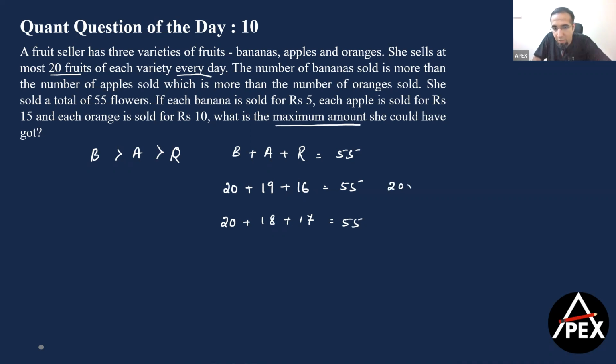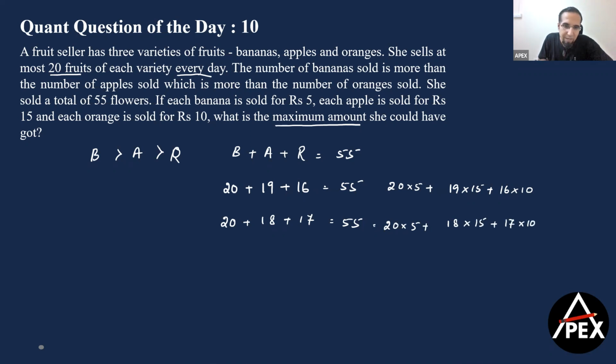Now the question says that if each banana was sold for 5 rupees, which means in this case, this is 20 into 5 plus. Clear? Each apple was sold for 15 rupees, which is 19 into 15 plus each orange was sold for 10 rupees, 16 into 10. This is one of the cases. In this case, my amount becomes 20 into 5 plus 18 into 15 plus 17 into 10.